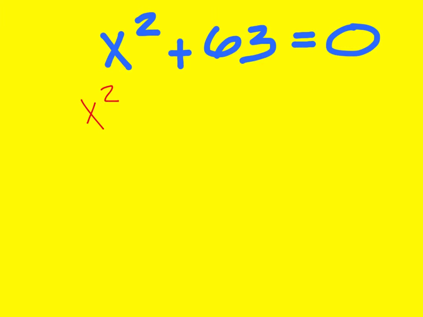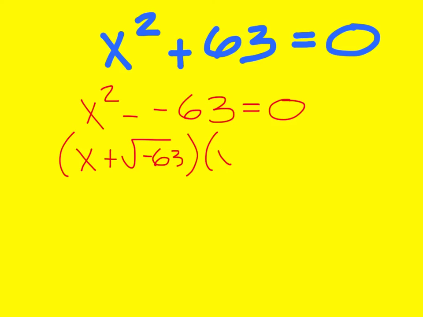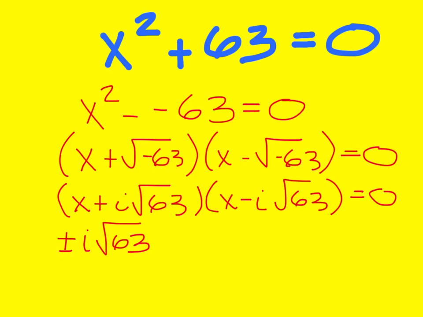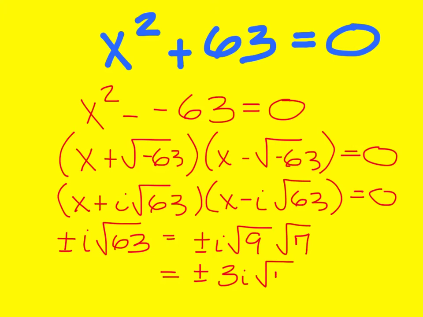You should have x squared minus a negative 63, and then it's going to be x plus the square root of negative 63, x minus the square root of negative 63, and then take out an i here, and then an i here. Your preliminary answer should be plus or minus i square root of 63. The highest perfect square that comes out of 63 is going to be 9, and you multiply that by 7. So your answer is 3i square root of 7.